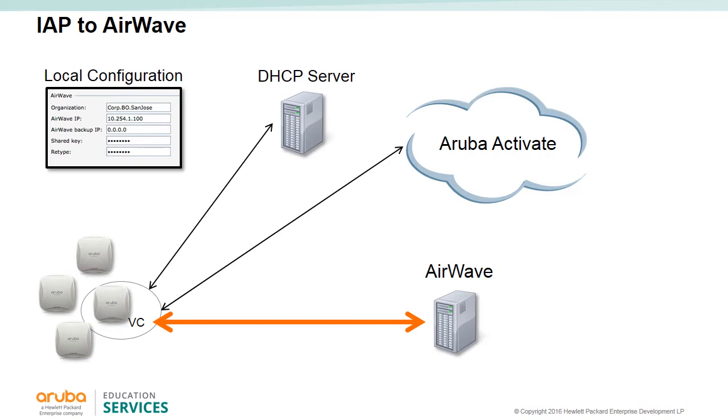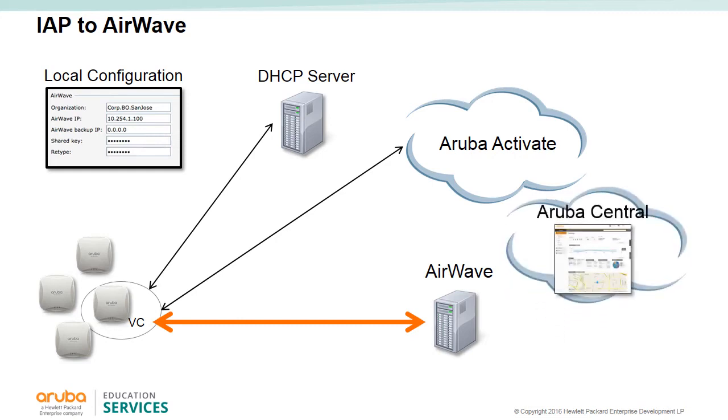Activate. Activate is a cloud-based service. If the IAP has internet access, then it will communicate with the Activate server. Within Activate are groups and provisioning rules. The rule type is IAP to Airwave with the Airwave IP address, key, and organization. IAPs will be directed to an Airwave server. The Activate server can also be used to direct your IAPs to Aruba Central.